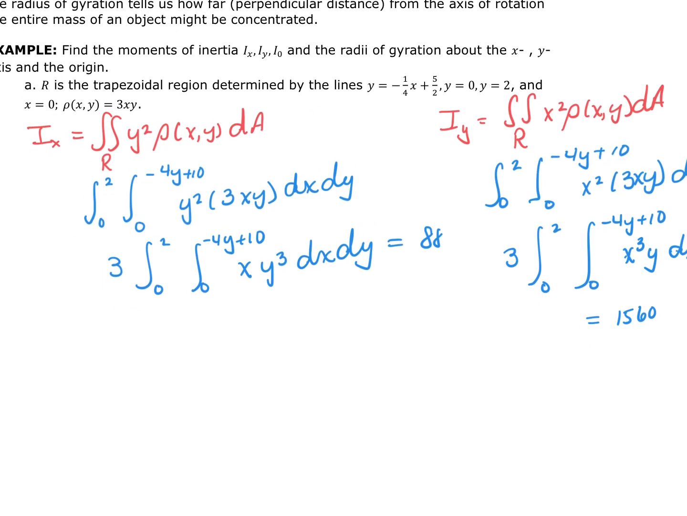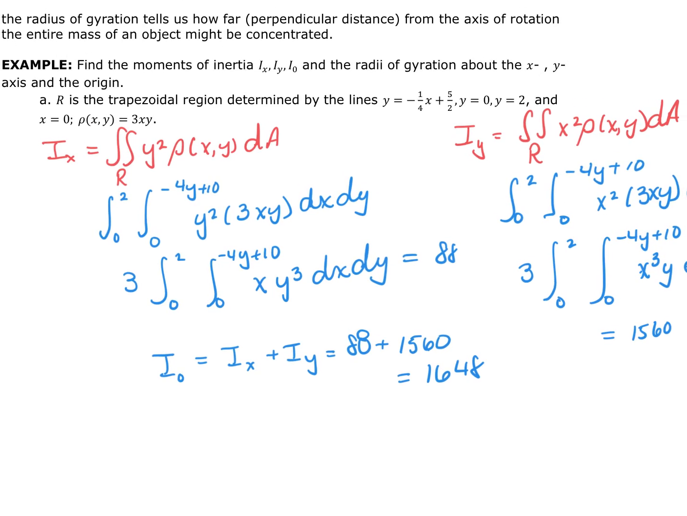The last thing they're asking for is the moment of inertia in terms of the origin. This is just going to be the moment of inertia around x plus the moment of inertia around y, which is 88 plus 1560, giving me a total of 1648.